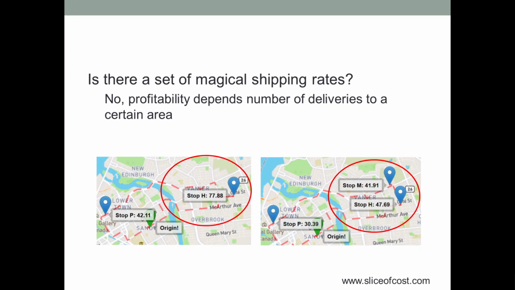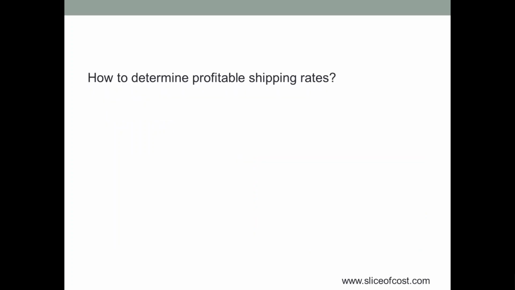If the shipping rate in the circled area on the map below is $65, then having one delivery in that area at a cost of $77.88 will lead to loss. But having two deliveries in that area at a cost below $50 each will lead to profit. So, what is the best way to determine shipping rates?